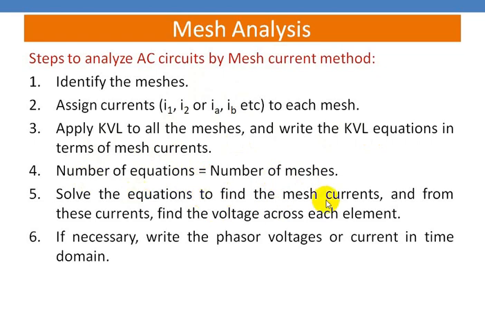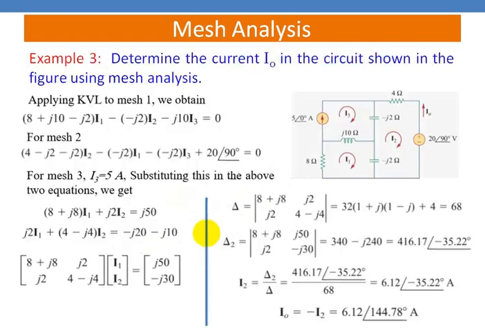Solve the equations to find the mesh currents, and then from these currents you can find the voltage across the elements. If necessary, you can write the phasor voltages or currents in the time domain. Now consider this example. Determine the current I0 in the circuit shown in the figure using mesh analysis. So now this is the circuit.